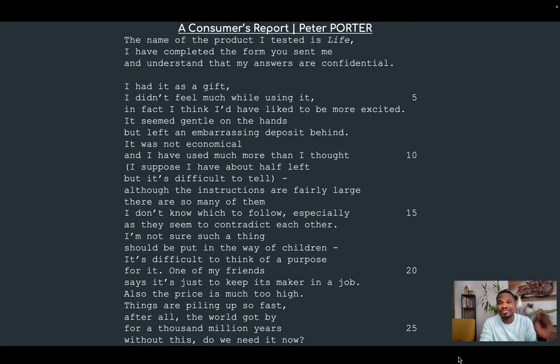Although the instructions are fairly large, there are so many of them. I don't know which to follow, especially as they seem to contradict each other. I'm not sure such a thing should be put in the way of children. It's difficult to think of a purpose for it. One of my friends says, it's just to keep the maker in a job. Also, the price is much too high. Things are piling up fast. After all, the world got by for 1,000,000,000 years without this. Do we need it now?